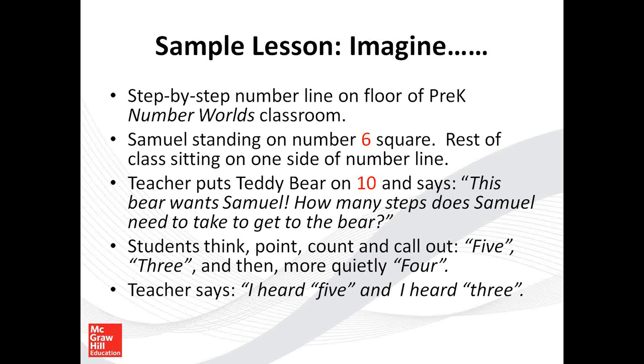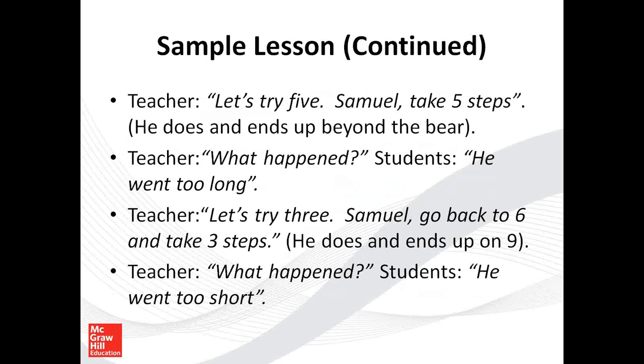The students that are sitting on the floor take a few minutes to think about this question. They raise their arms so they can count in the air the number of squares they think should be counted, some of them counting underneath their breath. And one student calls out 5. Another student calls out 3. And then more quietly, a third student says 4. The teacher then says, "I heard 5 and I heard 3. Let's try 5. Samuel, take 5 steps."